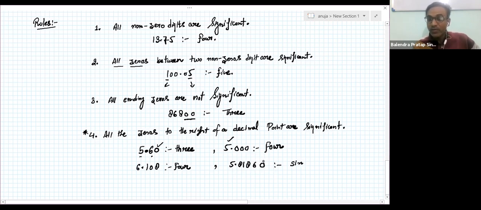You can remove the zeros with a number which doesn't have any decimal point. So rule number 3 and rule number 4: rule number 3 says you can leave the ending zeros, the zero which comes at the end point. But if a number has a decimal point, then you have to consider the ending zeros, the right hand side zeros which come after a decimal point. Is it clear? Yes, sir.